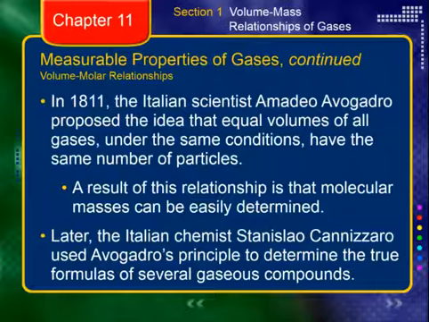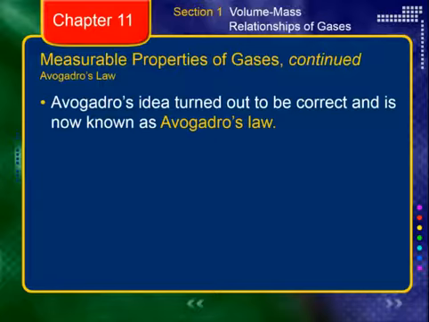Now, a result of this relationship that Avogadro came up with is that molecular masses can actually be very easily determined using stoichiometric skills that we already have in this course. Later, the Italian chemist Stanislao Cannizzaro used Avogadro's principle to determine the true formulas of several gaseous compounds, including compounds that today we assume are obviously known to everyone, but they were not. They actually had to be determined, and Avogadro's research was a huge jumping off point for that.